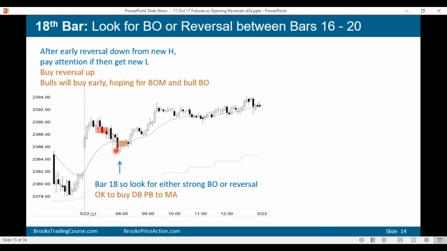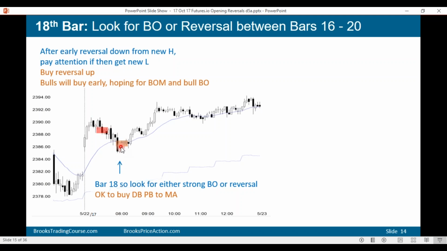We have a double bottom, bull flag after a gap up. We have a gap up, a pullback to the moving average, a weak sell-off, probably a bear leg in a trading range, and we have a double bottom. And we're reversing up above the low of the day on the 18th bar. Sometimes the reversal will be on the 16th or 17th bar, sometimes the 21st or 22nd bar.